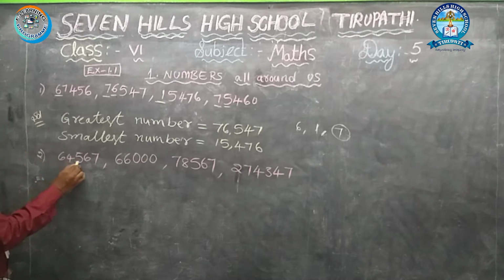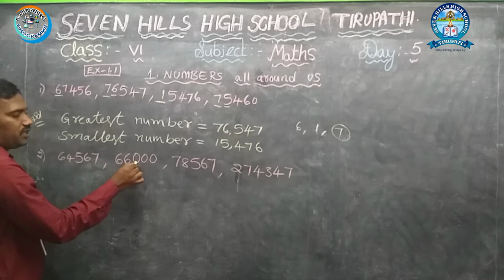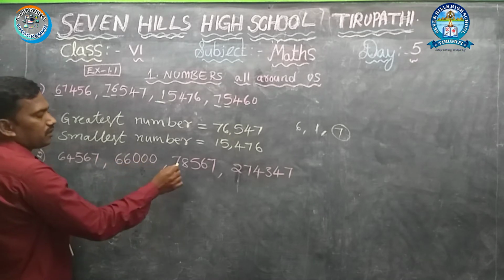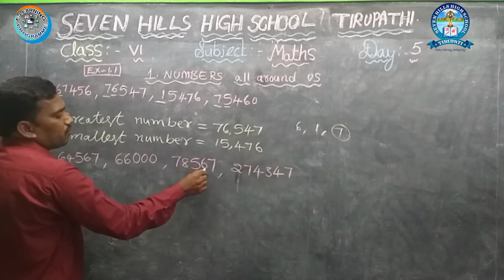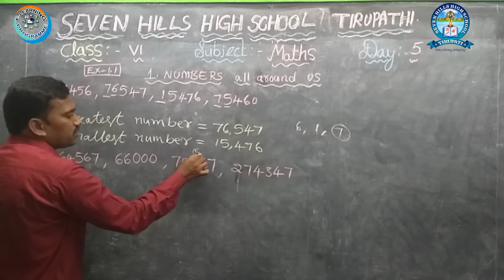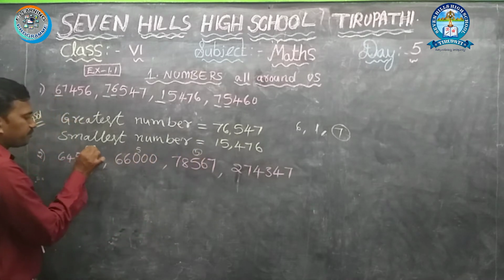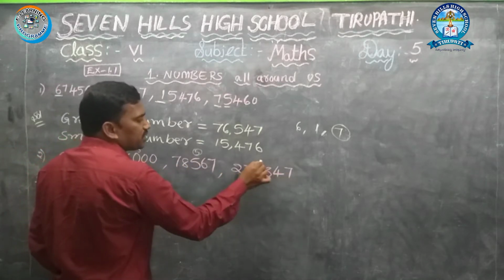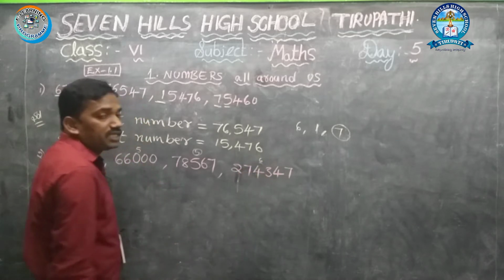1 2 3 4 5. This number has 5 digits. 1 2 3 4 5. This number also has 5 digits. 1, 2, 3, 4, 5. This number also has 5 digits. 1, 2, 3, 4, 5, 6. This number has 6 digits.